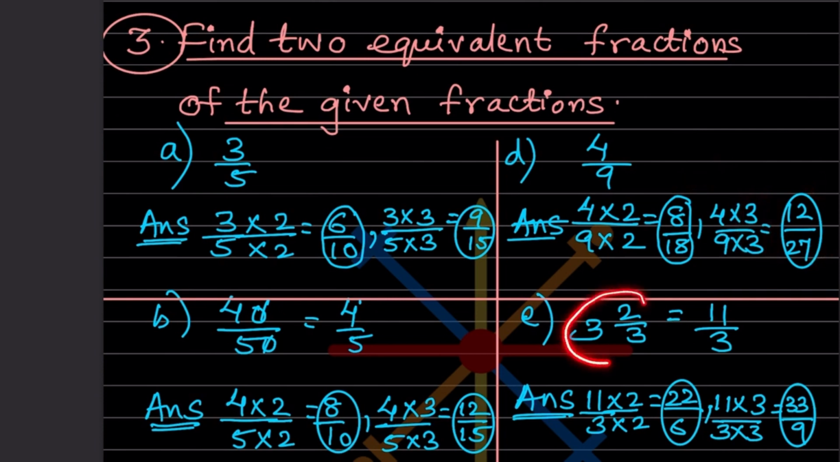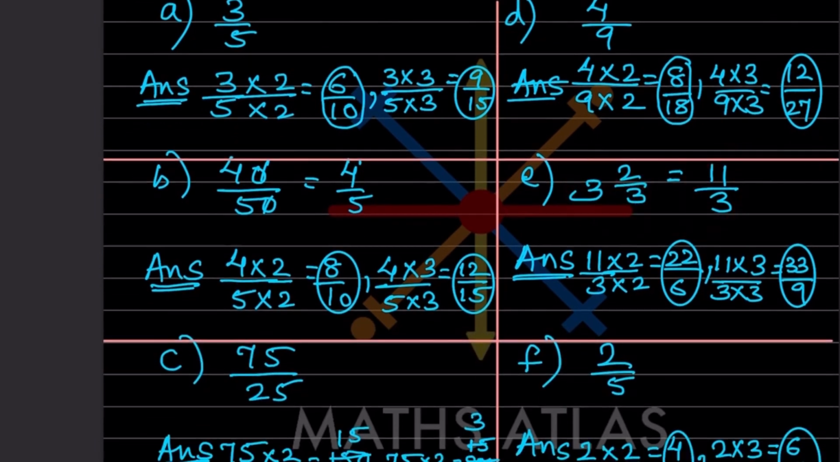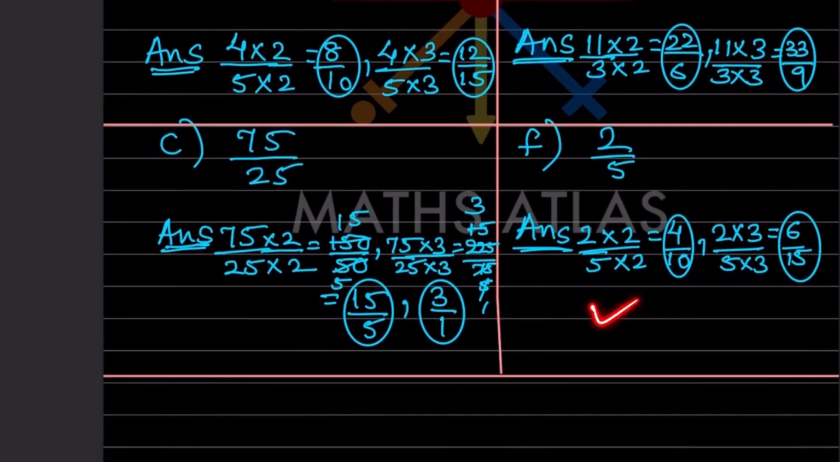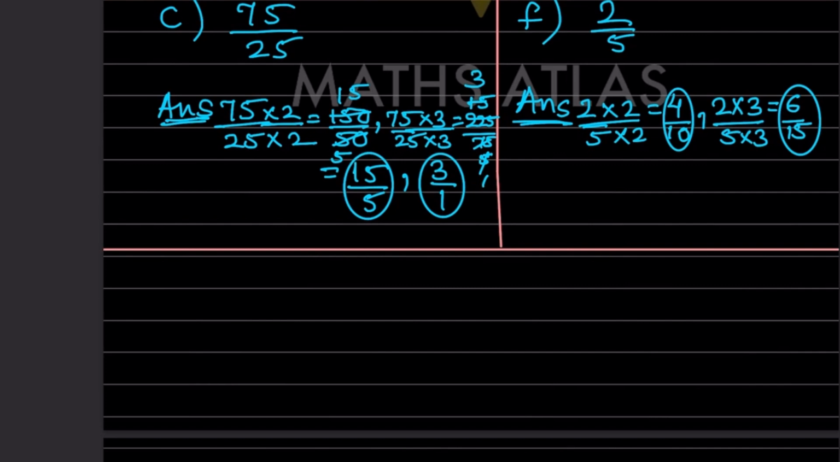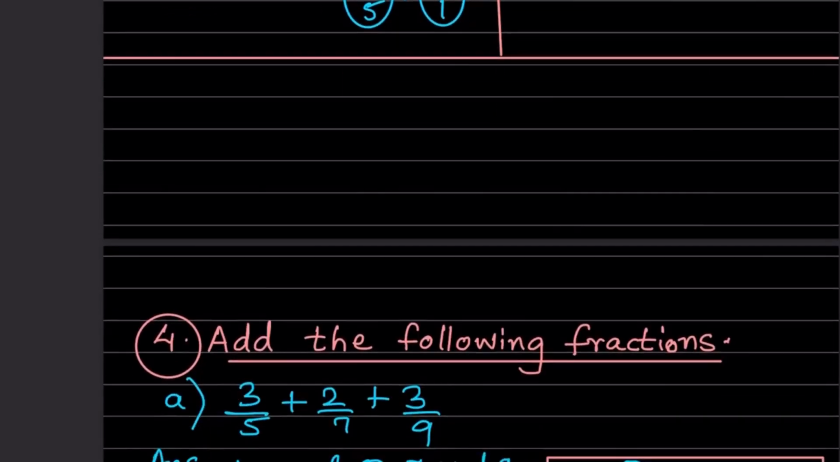Same first thing, what is this? This mixed fraction, make it to improper. 3 3s are 9 plus 2, 11 by 3. 11 by 3, you will multiply by 2 once, you get this answer. 11 by 3 multiply by 3, you get this answer. Same here, it's the same. You just look at the solution. It's easy. You can look at the previous video as well for the detailed explanation.